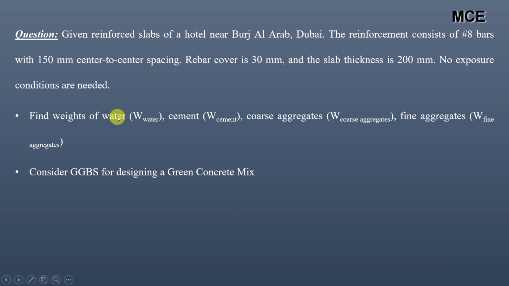I have been given a question which states: reinforced slabs of a hotel near Burj Al Arab, Dubai. The reinforcement consists of 8 number bars with 150 mm center to center spacing, rebar cover is 30 mm and the slab thickness is 200 mm. No exposure conditions are needed. We have to find the weight of water, cement, coarse aggregate, and fine aggregates, and we have to consider ground granulated blast furnace slag for designing a green concrete mix.